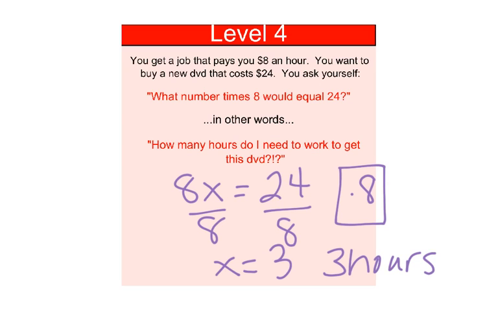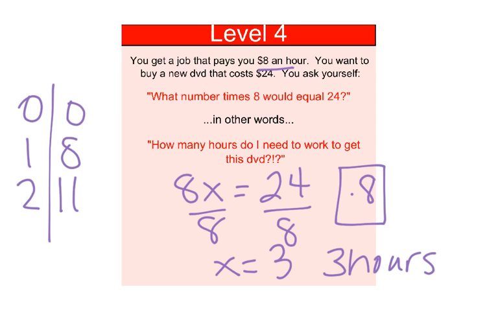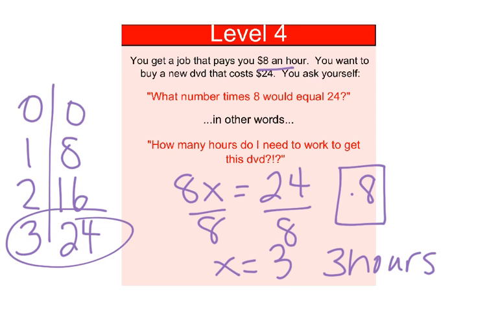Okay, let's kind of make a little table and figure out if that is the right answer. Well, if I worked 0 hours, how much money would I make? Oh, $0. If I worked 1 hour, how much money would I make? $8, because I'm making $8 an hour. If I worked 2, I would get 16. If I worked 3, I would be up to 24. So there is the magic number. I need to work 3 hours.